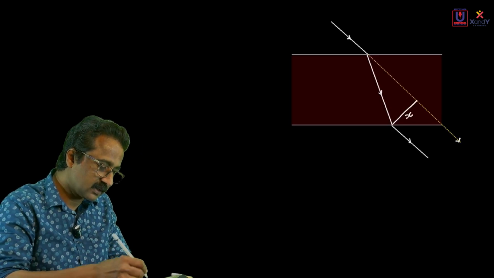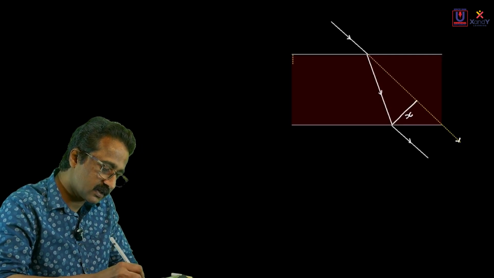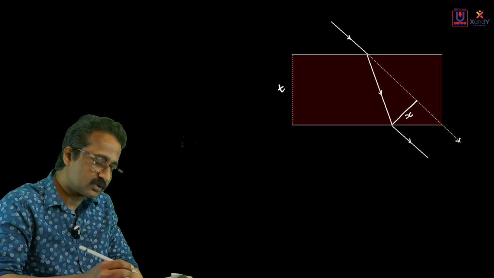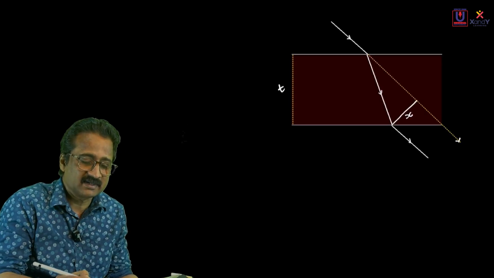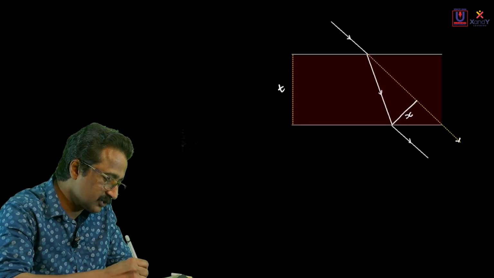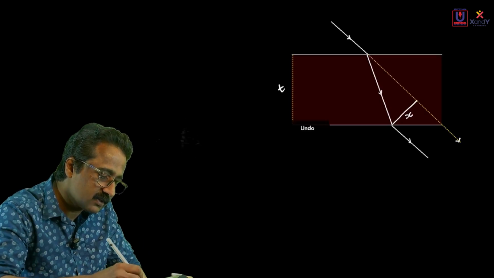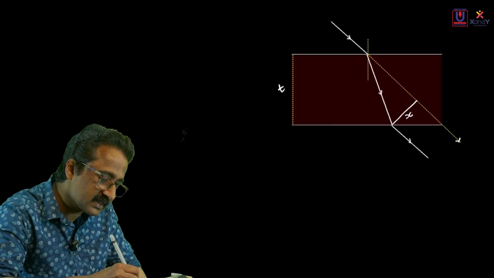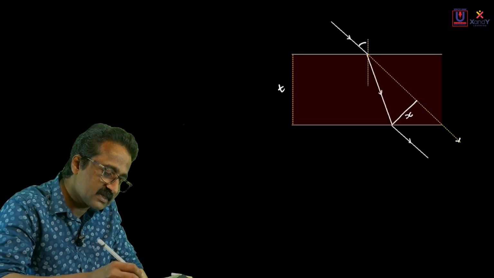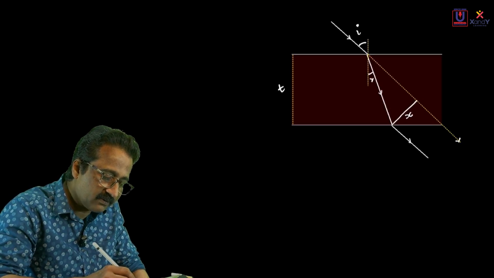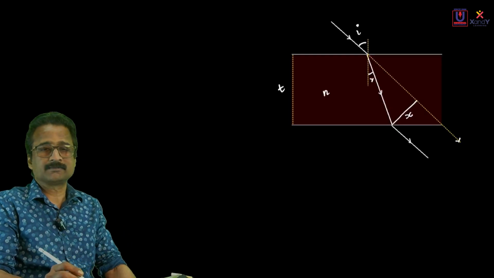Now the thickness of the slab, this thickness, is supposed to be some t. I'll give you an expression here. There is no time for derivation and all, we are just answering a question. Now I'm also supposing that this is the angle of incidence. We suppose that this angle of incidence is i and the angle of refraction is r. Refractive index of this is n also.